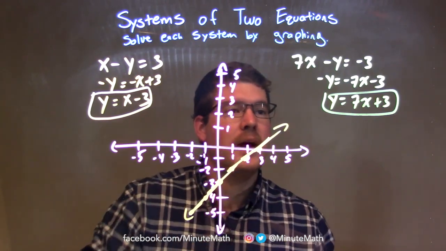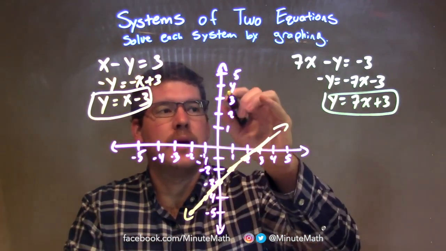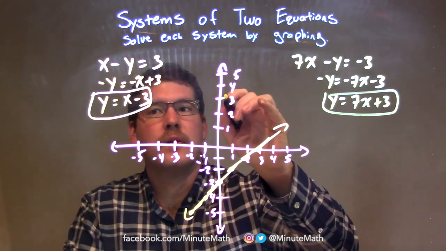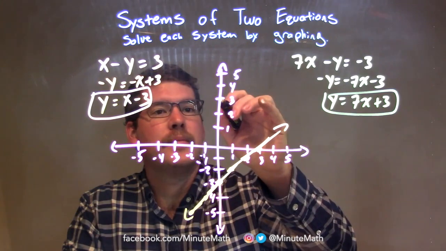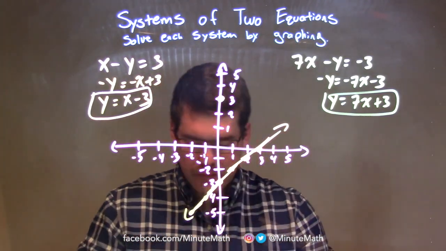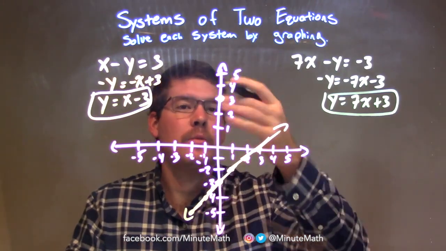The next one was y equals 7x plus 3. So we have a positive 3 as a y-intercept. Plus 3 is our y-intercept. We have a 7x here. That means we can go up 7 over 1.